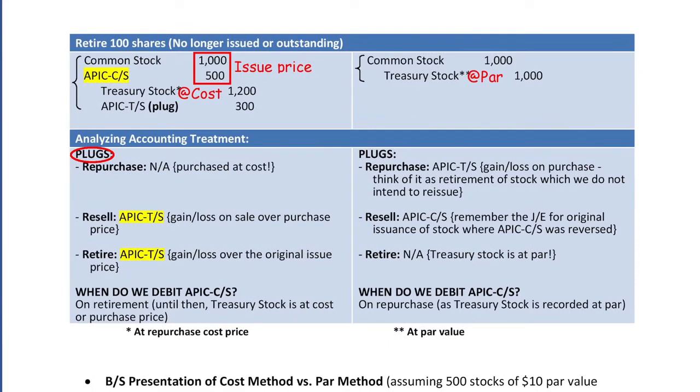Now looking at the analysis of accounting treatment, circle plugs. In case of repurchase under the par value method, the plug is highlight APIC treasury stock. When you're reselling, in that case the plug is highlight APIC common stock, because APIC common stock was debited, was closed off when you repurchased the stock under the par value method.